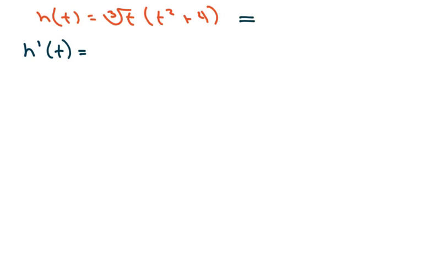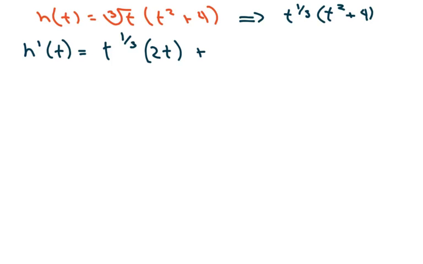And remember, this can be rewritten as t to the 1/3 times t squared plus 4. So I'm going to write down the first one, t to the 1/3, times the derivative of the second function, plus the second function times the derivative of t to the 1/3, which is going to be 1/3 t to the negative 2/3.